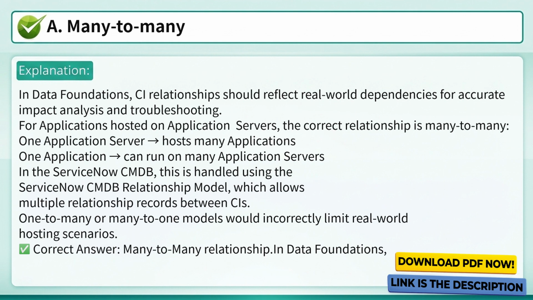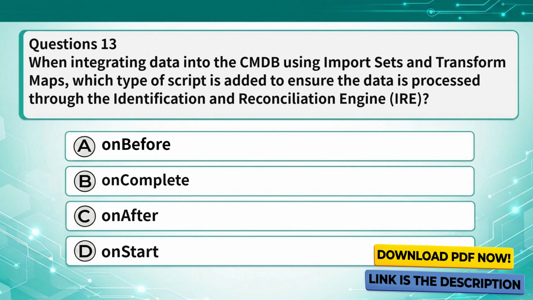Explanation. In Data Foundations, CI relationships should reflect real-world dependencies for accurate impact analysis and troubleshooting. For applications hosted on application servers, the correct relationship is many-to-many. One application server hosts many applications. One application can run on many application servers. In the ServiceNow CMDB, this is handled using the ServiceNow CMDB relationship model, which allows multiple relationship records between CIs. One-to-many or many-to-one models would incorrectly limit real-world hosting scenarios. Correct answer, many-to-many relationship.